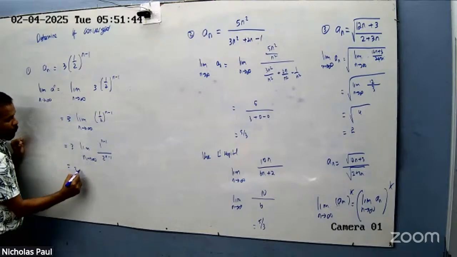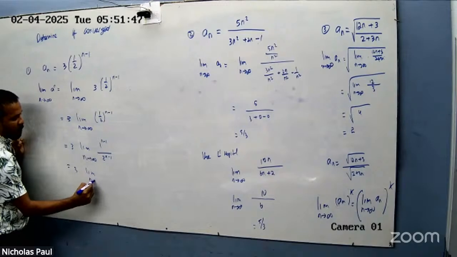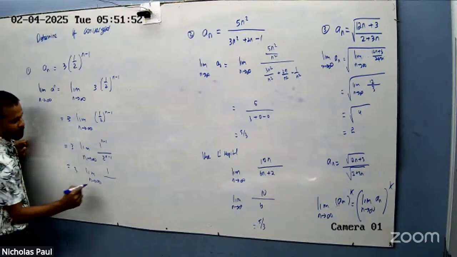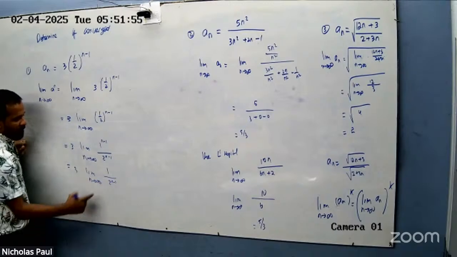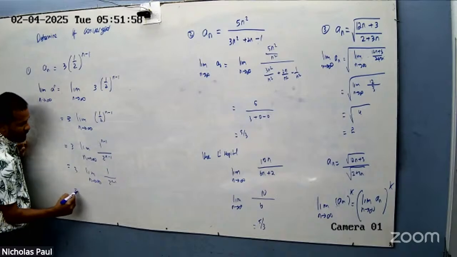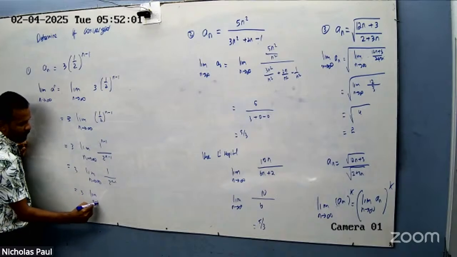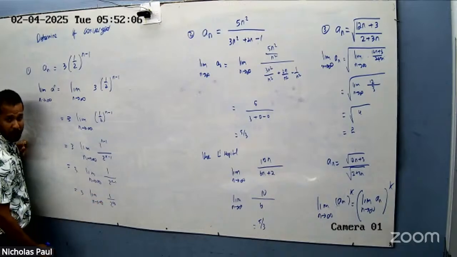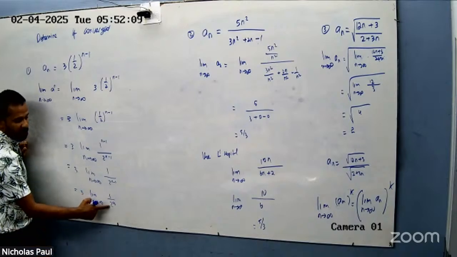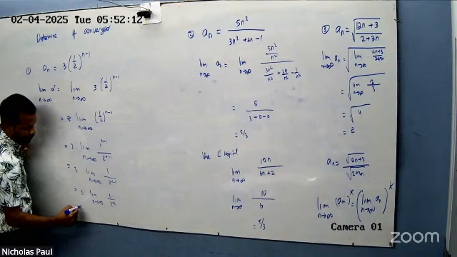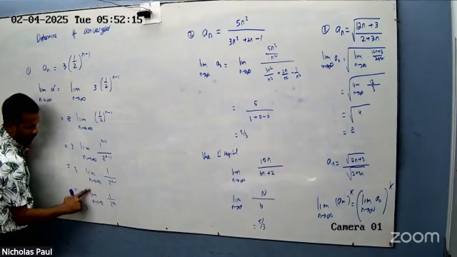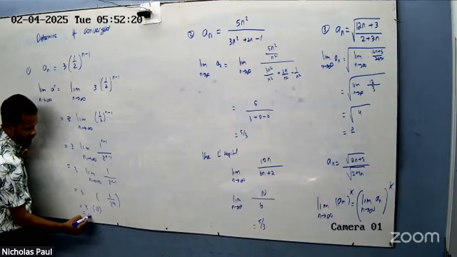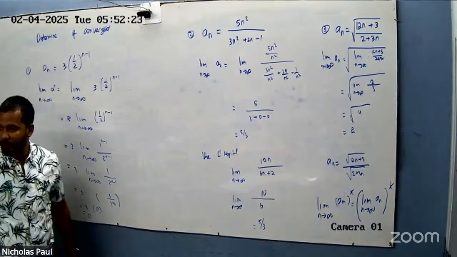1 to any power is what actually? 1 to any power is always 1. It doesn't matter what the power is. If I plug in infinity here, I'll get 1 on 2 to the infinity. 1 over infinity is 0. So I'll get 3 times 0, which is 0. So it's convergent.